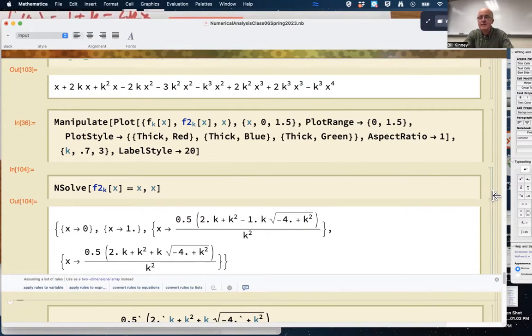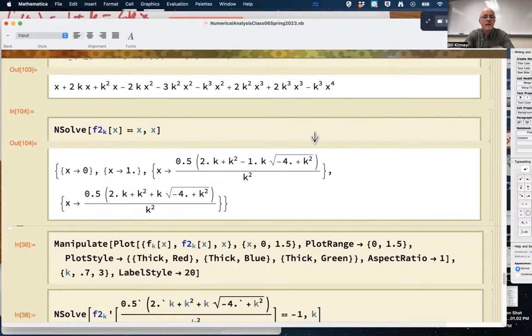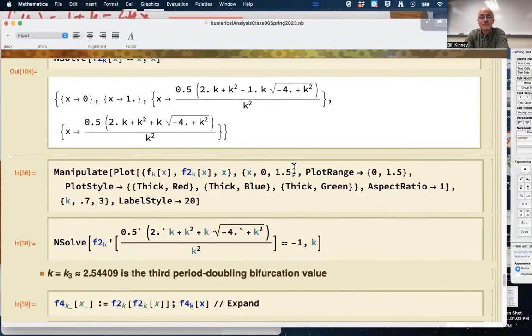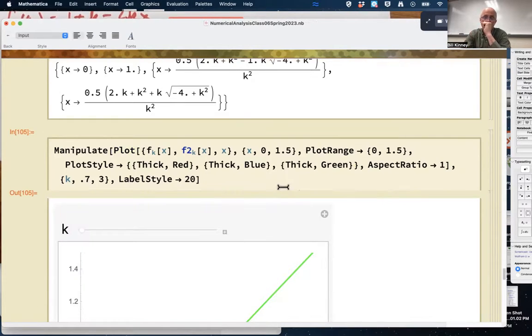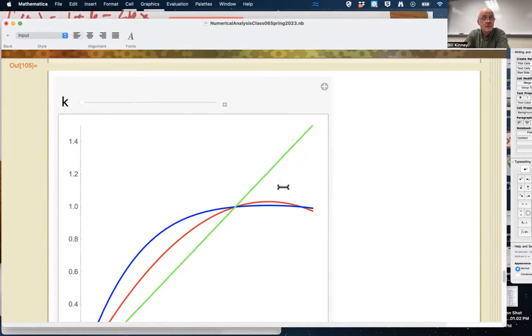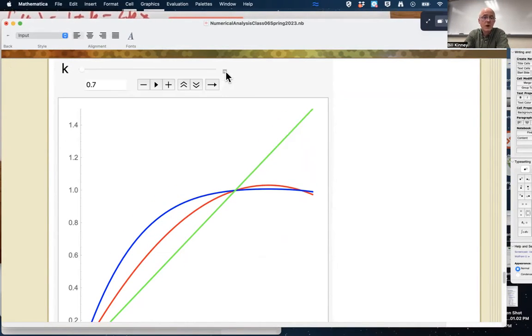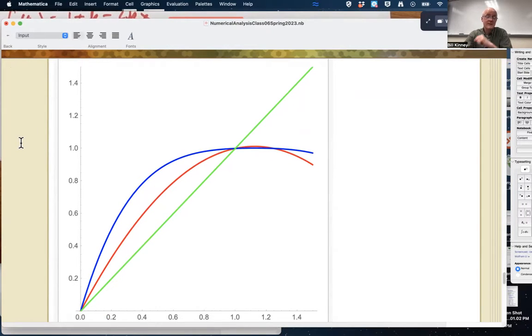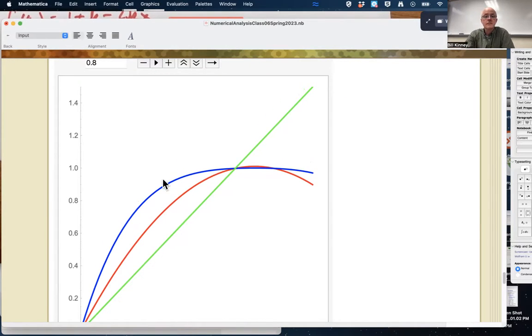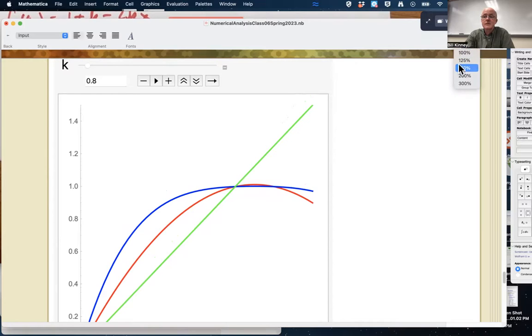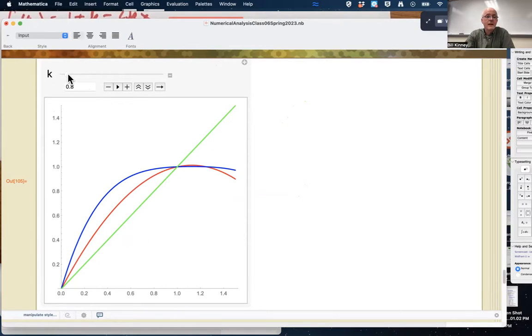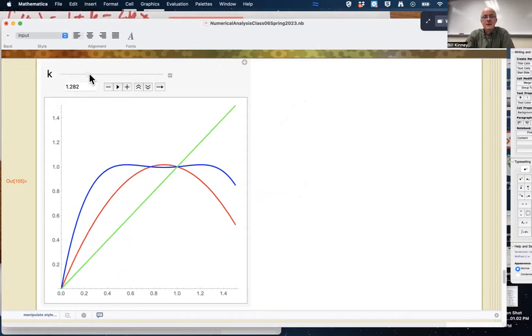What does this look like graphically? Let me change where this is here. So the red curve is f. The blue curve is f composed with itself. As k increases, you can see they both, for small k, have fixed points at 0 and 1. But when k is large enough, like 2, watch what happens.